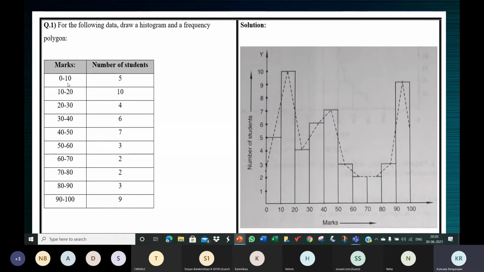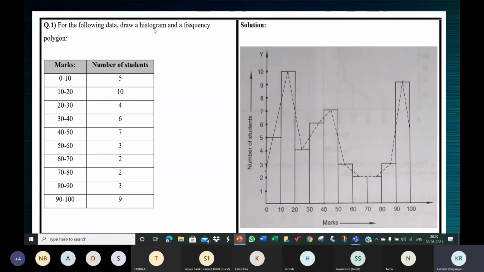So here you see a table with class intervals and frequencies, as we see for a histogram. How do we put up the histogram? X-axis, Y-axis. We show the numbers 0, 10, 20, 30, 40 till 100 on the X-axis. On the Y-axis, the highest number is 10, so 1 centimeter is 1 unit. So 1, 2, 3, 4 goes on till 10.